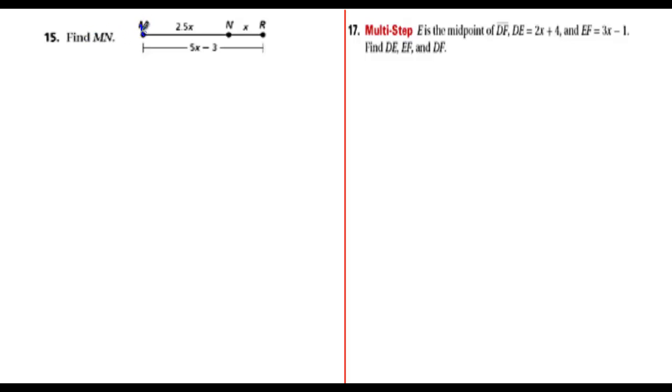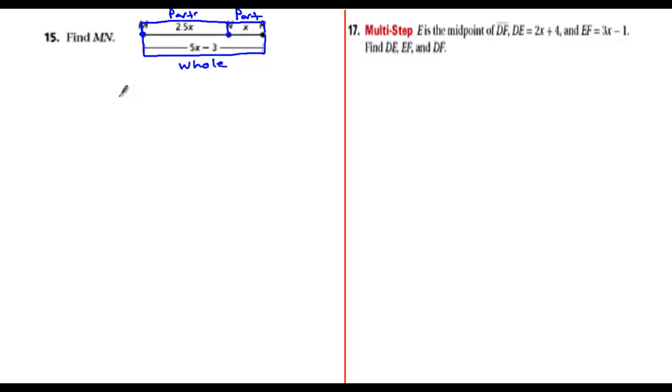The first one tells you to find the distance from M to N. What you see here is that you have a segment MR, and it's broken into two parts by this point N. So you have MN, which is 2.5x, and you have NR, which is just x. Now, hopefully you'll remember from the video lesson, and also from elementary school, junior high, that when you have something that's broken into pieces, the parts, so the two parts, always add up to the whole.